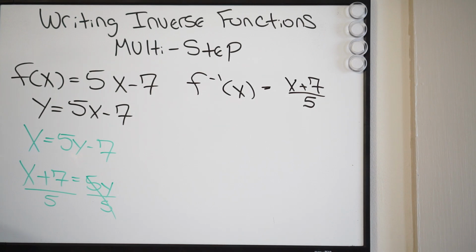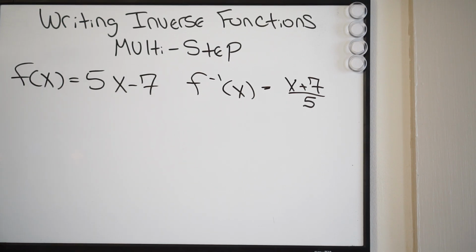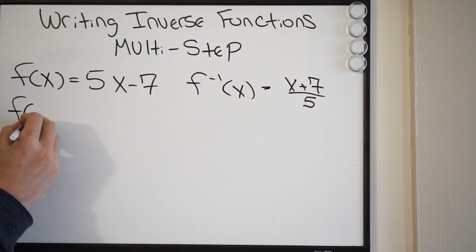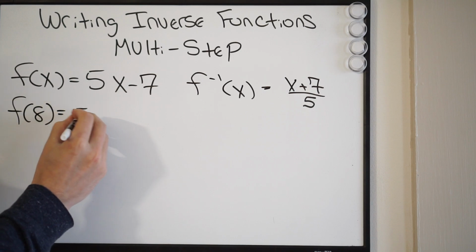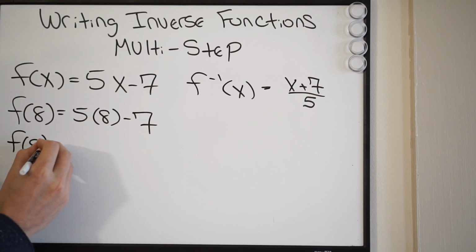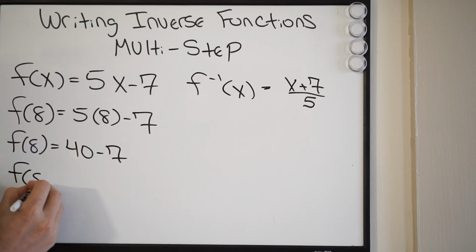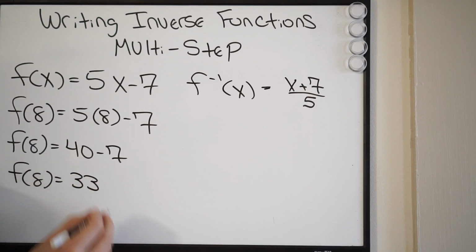You want to make sure that it is in fact the inverse. And the only way to do that is to pick a number, plug it into the original function, and then see if it undoes itself when you plug it into the inverse. So for this, let's pick 8 here. So we're going to plug 8 into this function. And again, you can pick any value you want. I'm just trying to pick numbers that will come out evenly here. So when I plug in 8, this will become 5 times 8 minus 7. Well, this is going to become 40 minus 7, or this will be 33.